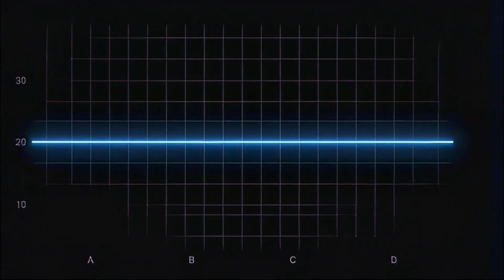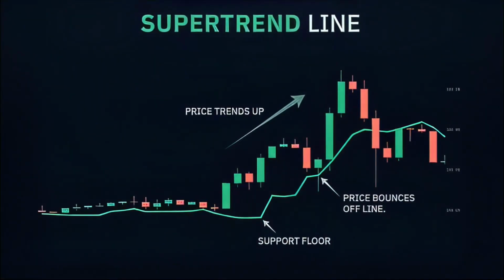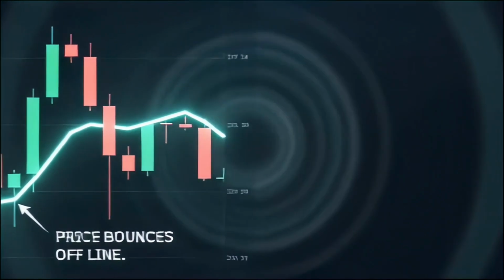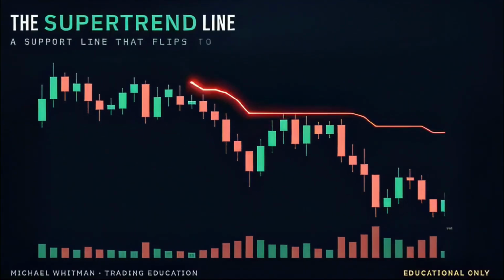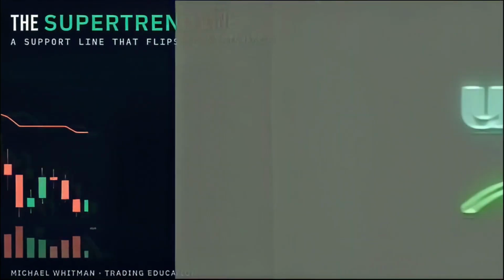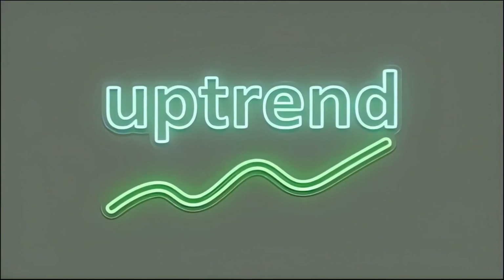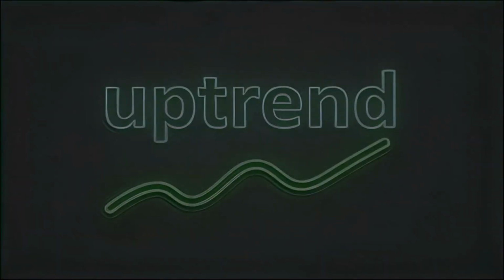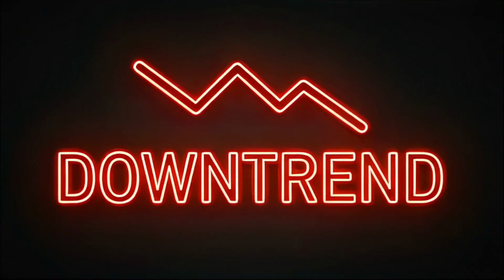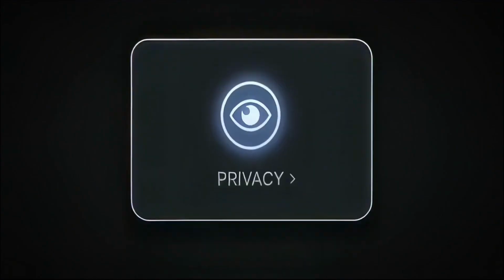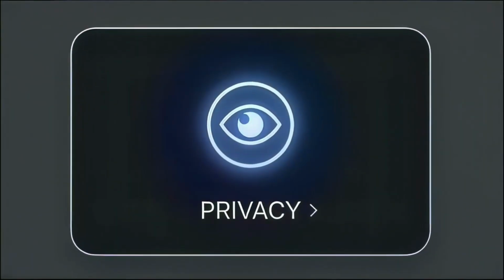Supertrend plots one single line on your chart. When the market is trending up, that line sits below price, acting like a floor. When the market turns down, the same tool flips the line above price, acting like a ceiling. Price above the line, you are looking at an uptrend. Price below it, a downtrend. Simple, visual, impossible to misread at a glance.